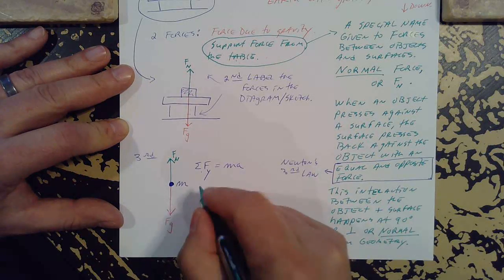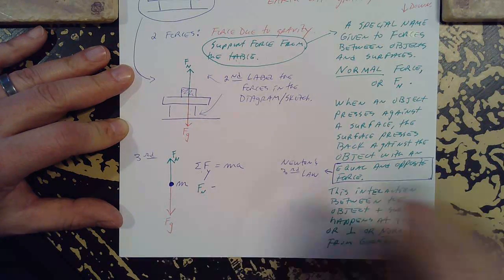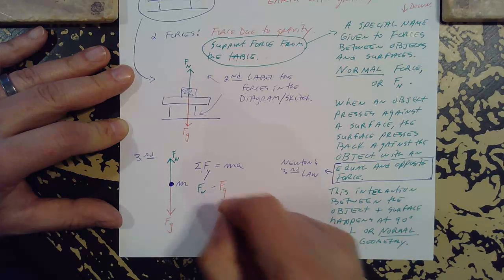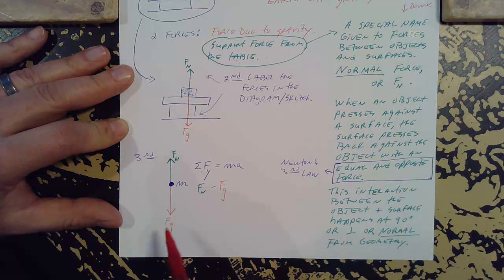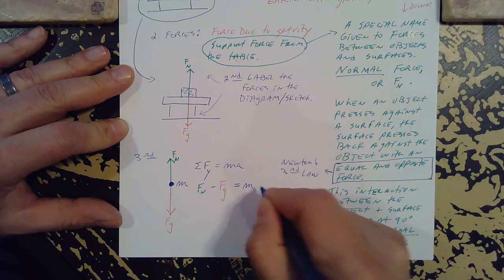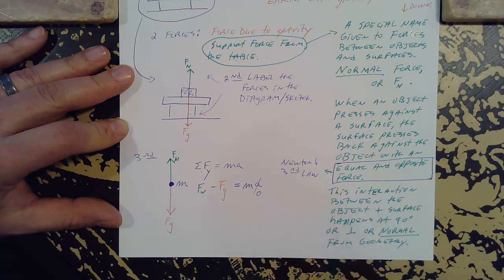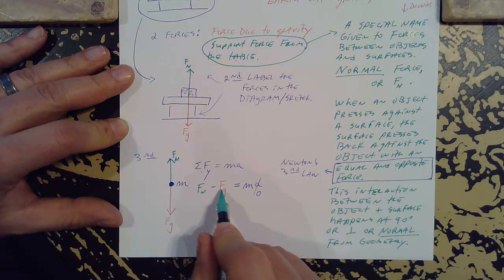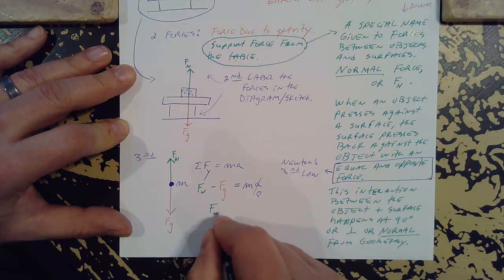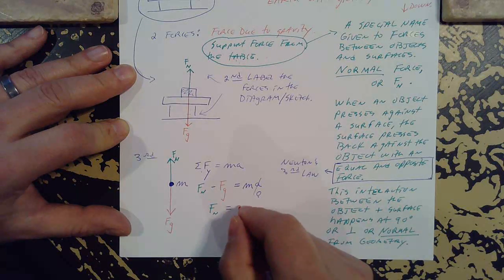So the force normal, because it's going up, is positive, minus the force due to gravity. It's minus because this vector is going down. When we add those together, it equals m times a, but the a is zero, nothing is accelerating. There is no net force happening in this situation. And we can see that if Fn minus Fg equals zero, then that means, or it's a little bit of a proof, that Fn is equal to Fg.